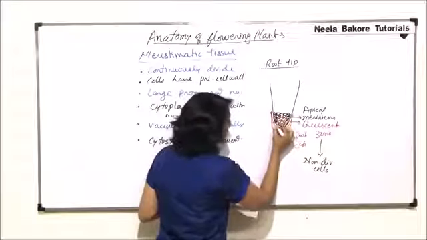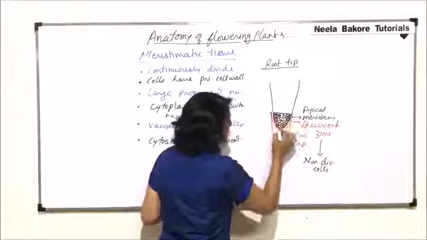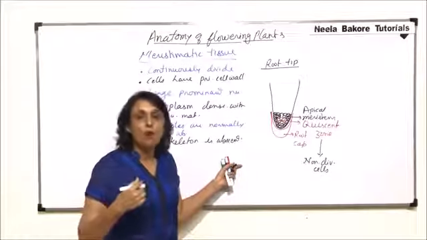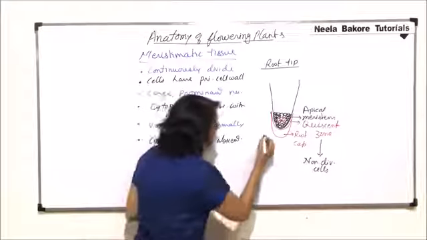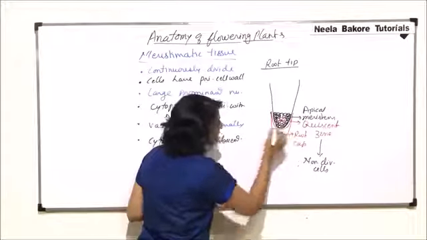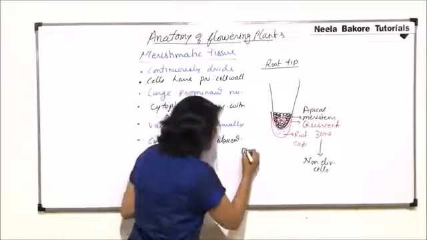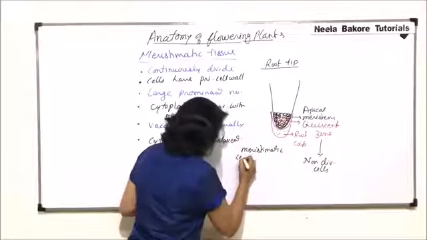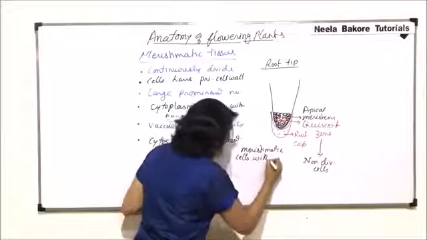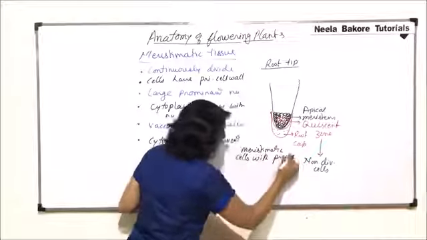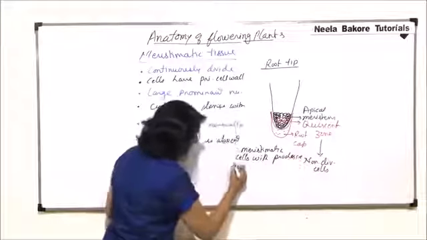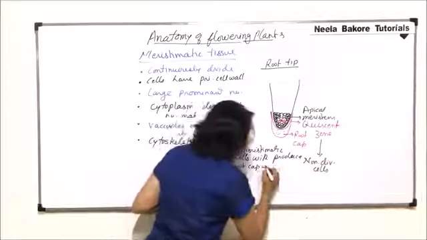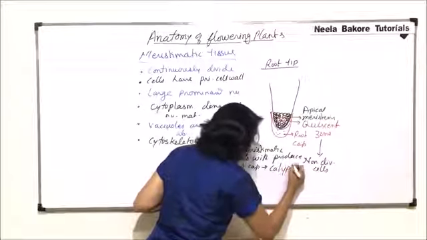Plus the cells which are here, the meristematic cells which are here, they produce new cells which would result in the elongation of the root, and at the same time these cells would also form the root cap. So meristematic cells which give rise to or which produce the root cap, they have been given a new name. They are called calyptrogen.